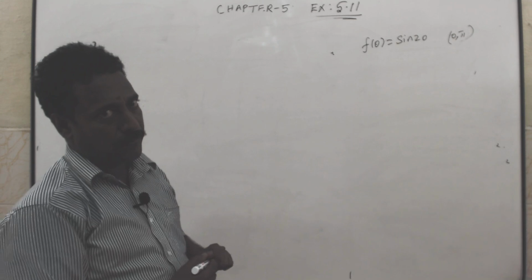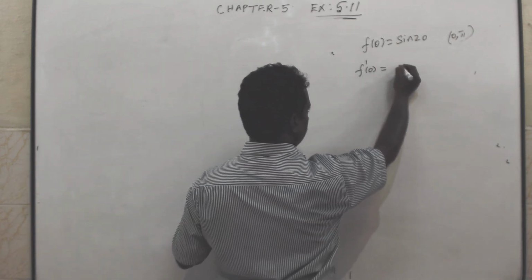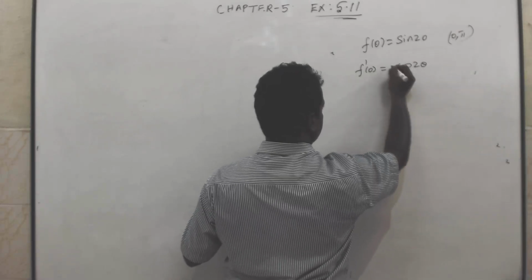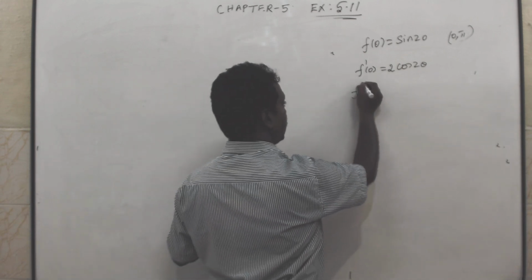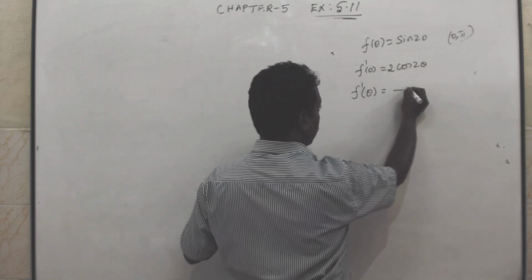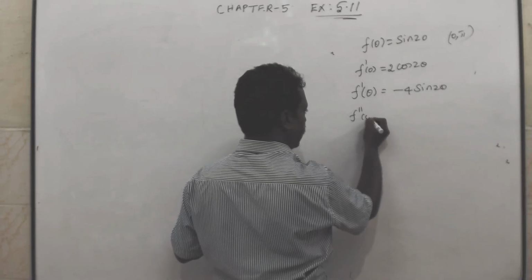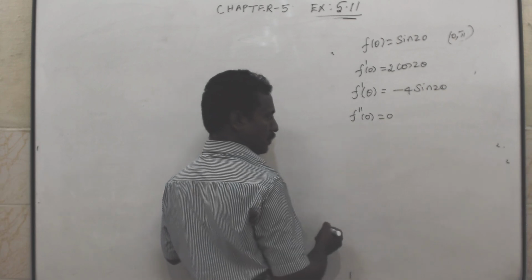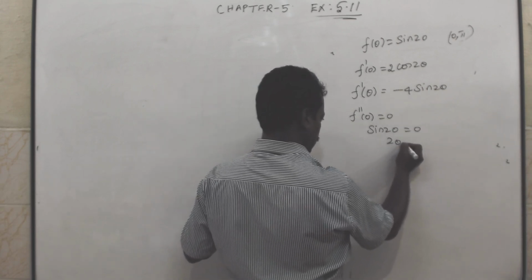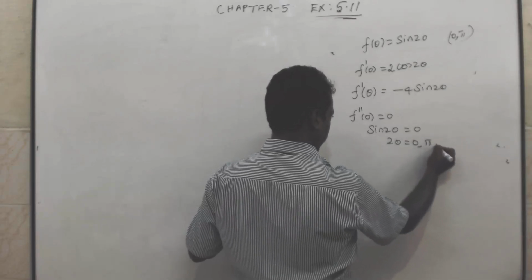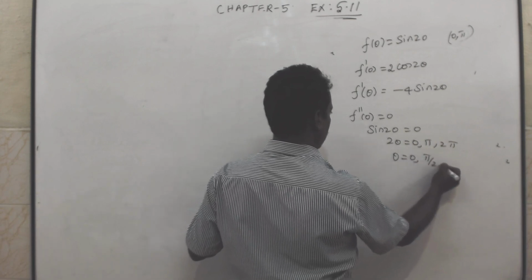What is the first step? F dash of theta. Very good. Differentiating sin 2 theta gives cos 2 theta into 2. What is next? F double dash of theta, that is minus 4 sin 2 theta. What is the next step? F double dash of theta equal to 0. Sin 2 theta equal to 0. 2 theta equal to 0, pi, 2 pi, etc. Theta equal to 0, pi by 2, pi.